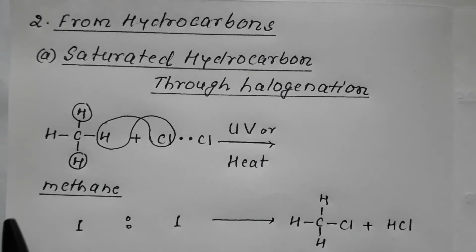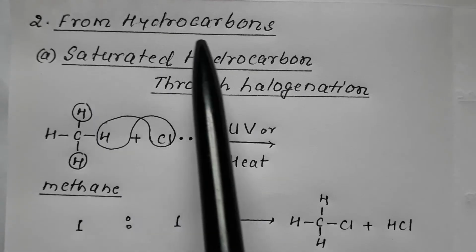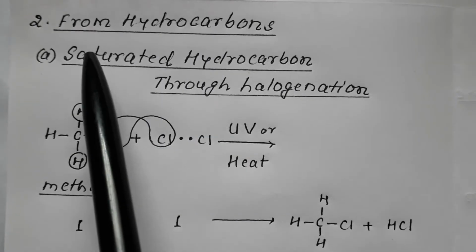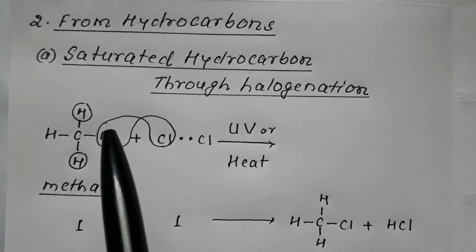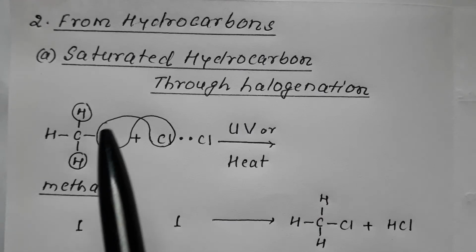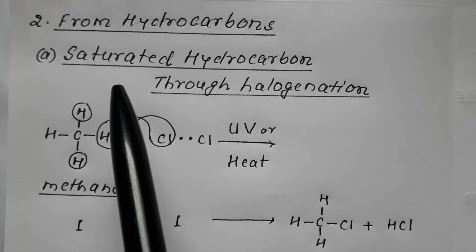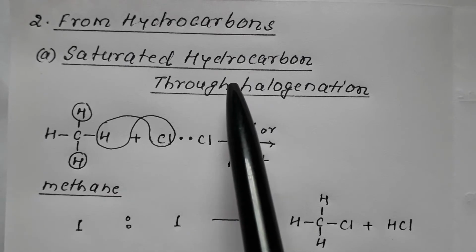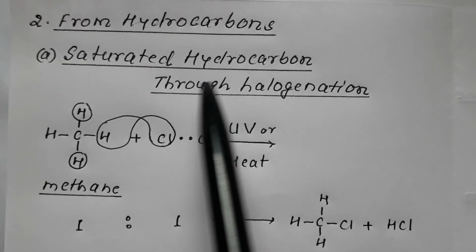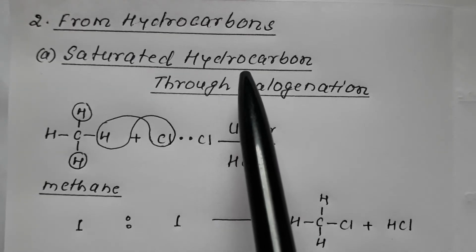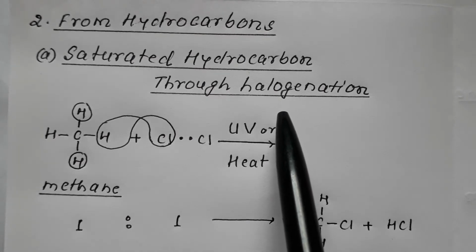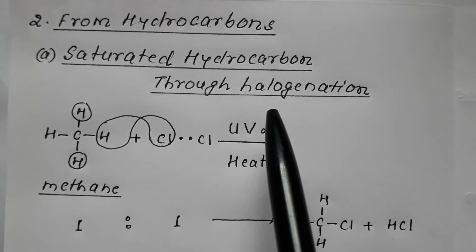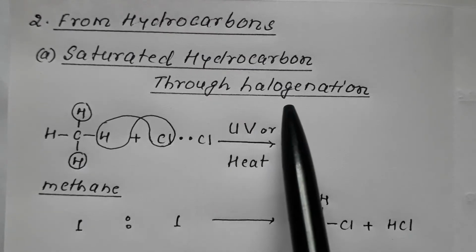The next method by which haloalkanes can be prepared is from hydrocarbon. Preparation of haloalkane from hydrocarbon. Now we know that hydrocarbons are of two types: saturated hydrocarbon and unsaturated hydrocarbon. We are first using the saturated hydrocarbon. So how can saturated hydrocarbon be converted into haloalkane? This is through halogenation. Conversion of saturated hydrocarbon into haloalkane through halogenation.